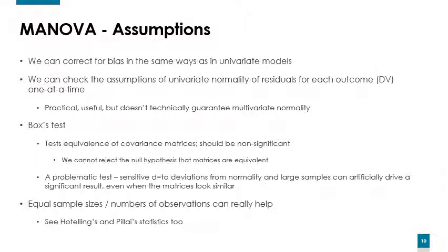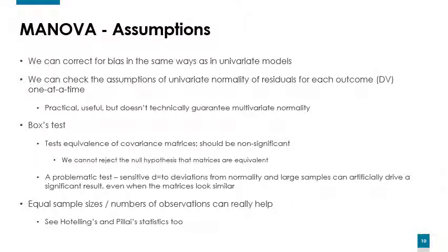And again, I don't want to get into the mathematics of this, but essentially it's a bit like a Levene's test, but extended to look at multivariate analyses. And again, what we're looking at here is making sure that we have equivalent variance across predictors and across outcomes. This is a bit of a problematic test. It's sensitive to deviations from normality, and large samples can actually cause a problem driving a significant result.